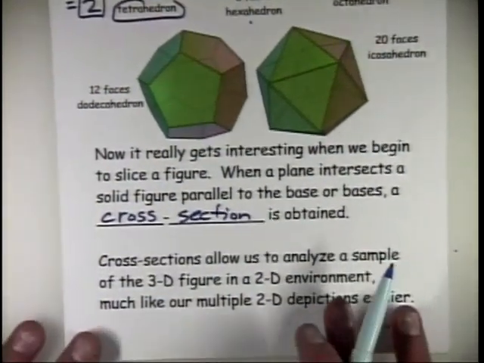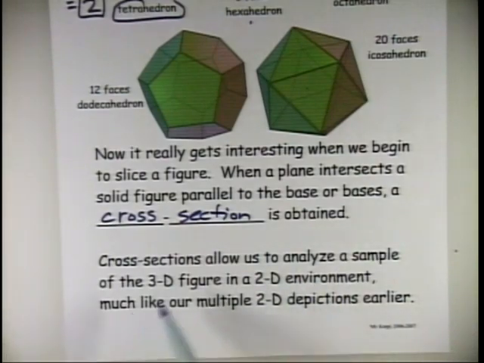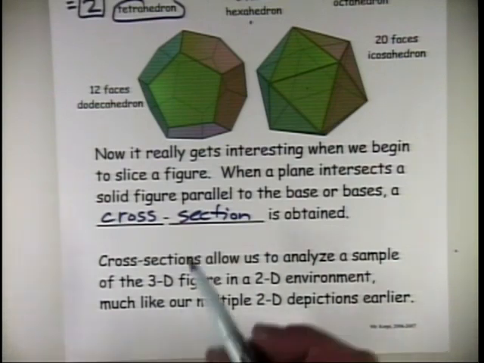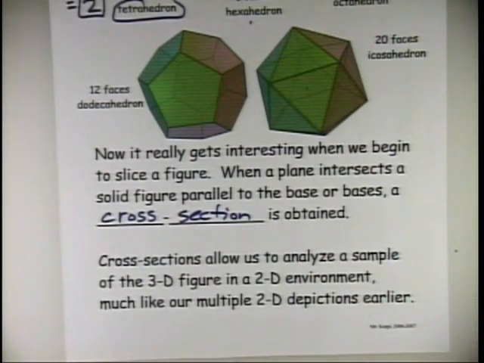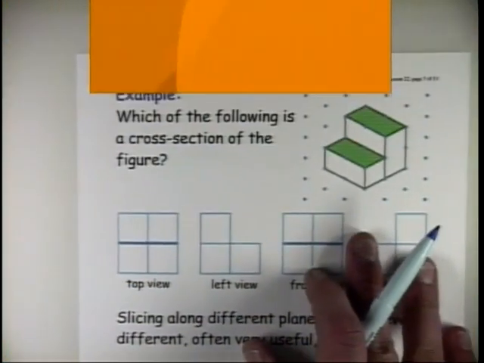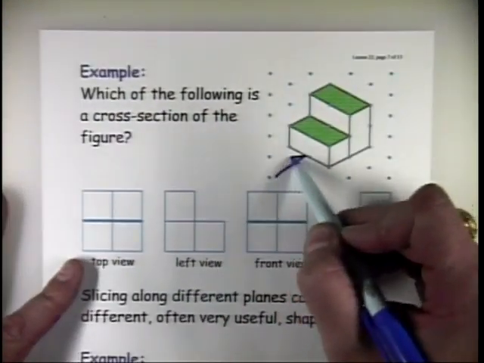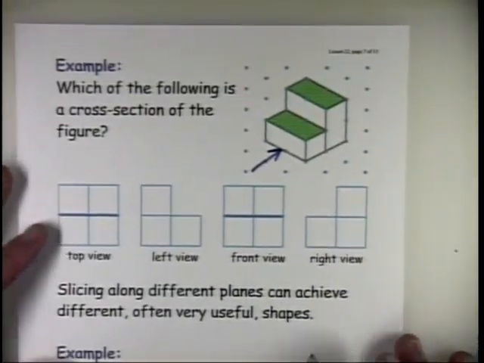Now, cross-sections, they're useful. They allow us to analyze a sample of a 3-dimensional figure in a 2-dimensional environment, much like our 2-dimensional depictions of solids did earlier. And they'll usually take on the shape of the base itself. Let's look at an example. Which of the following is a cross-section of this figure? It's a familiar figure. It's a set of stairs.